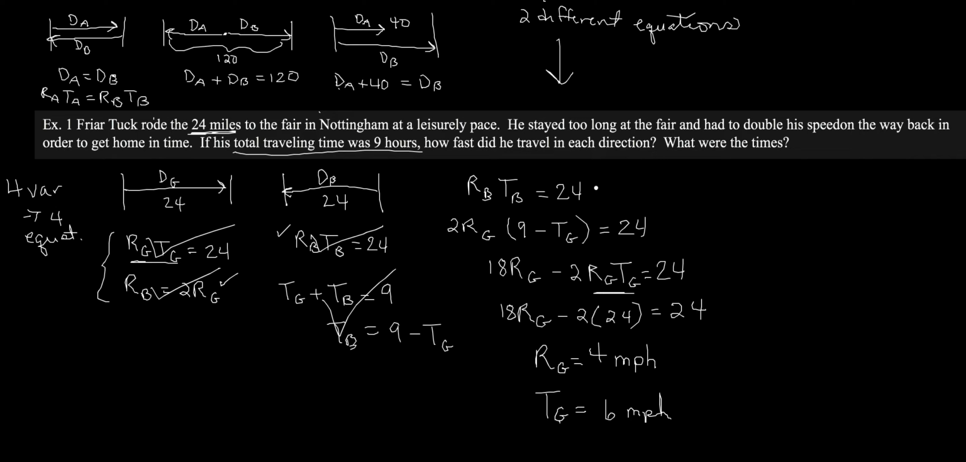They want to know what the times were. Well, we know rate times time, the time going was 6 hours, time back 3 hours. Okay, that's all they wanted to know. And the rate back would be 8. If the rate going was 4, the rate back is 2 times that, so it would be 8.